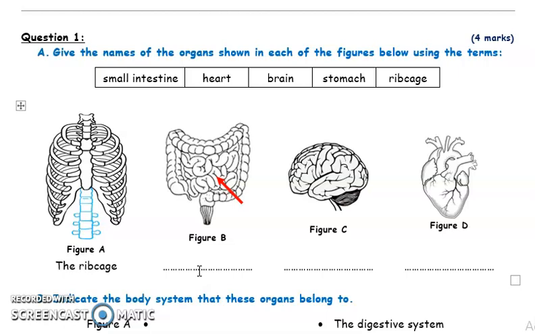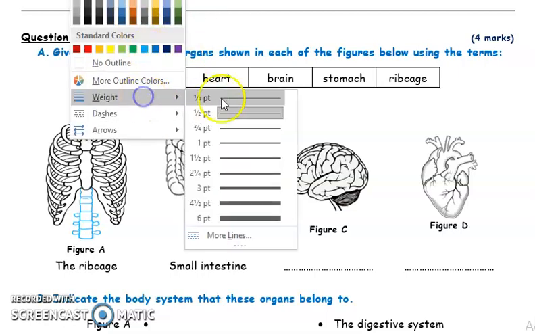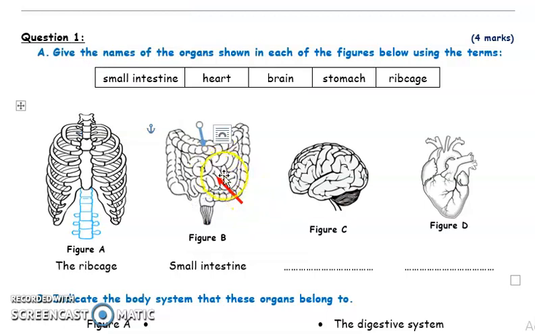Figure B shows 2 different organs, but they are asking us about the organ pointed with the red arrow. This is the small intestine. What is another organ shown in this figure? This one, the large one, this is the large intestine. But they didn't ask us to give its name. But you know now that this is the large intestine, and this one in the center, this is the small intestine.